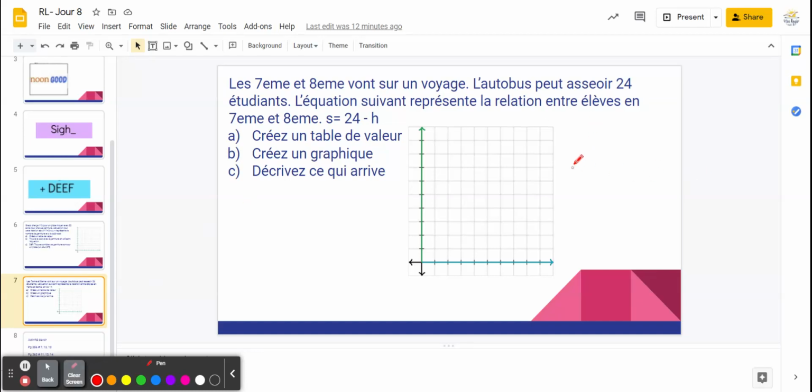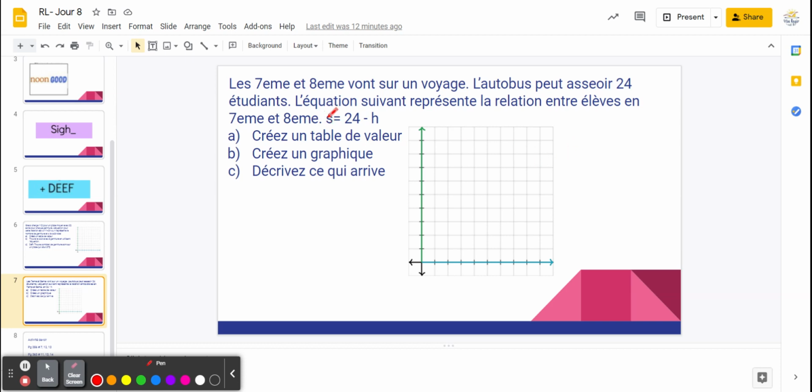Okay, so we're going to be working on application problem number 2. So this says les 7e et 8e vont sur un voyage. L'autobus peut asseoir 24 étudiants en total. Et l'équation suivante représente la relation entre les élèves en 7e et en 8e.